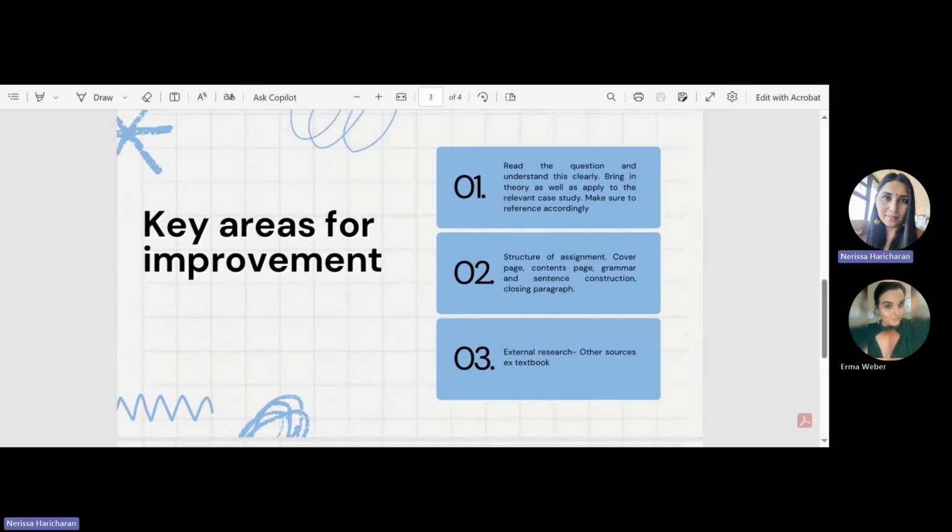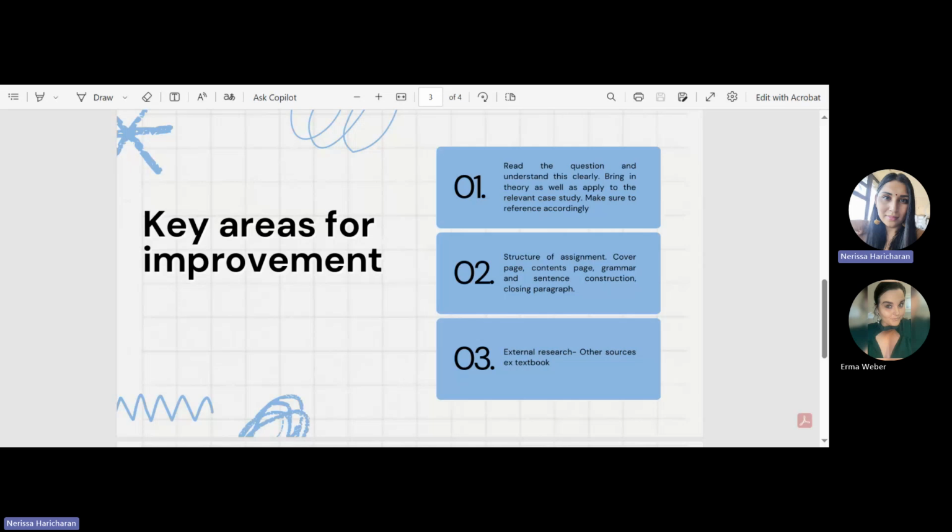Okay. Key areas for improvement. So 3 main areas. Number 1 is make sure that you apply your case study. So read, understand your theory, apply your case study, because that's where your marking guideline will come into play. So for instance, if you have a question worth 15 marks and they ask you to list and explain 3 elements of capacity planning, it's basically going to be 5 marks each, 2 marks theory, 3 marks application. So that's basically how it would function.